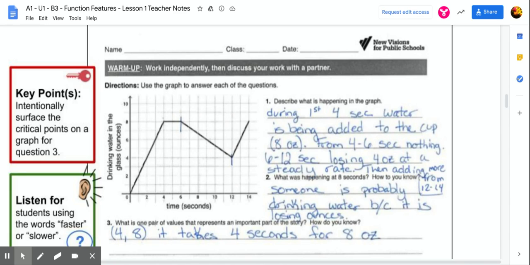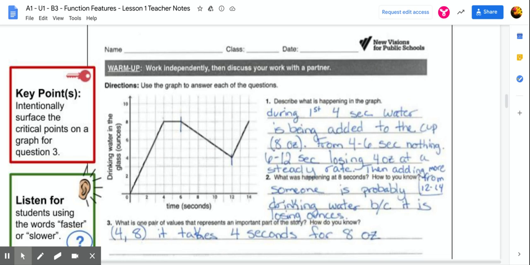Number 2, what was happening at 8 seconds? So let's take a look. If you look at your time, find 8 and go up and hit the graph, the water's going down. So someone was probably drinking water because it's losing ounces. They could have poured a little bit out. Maybe this is a cooking experiment where someone's filling up a measuring cup and then they pour a little bit of water out.